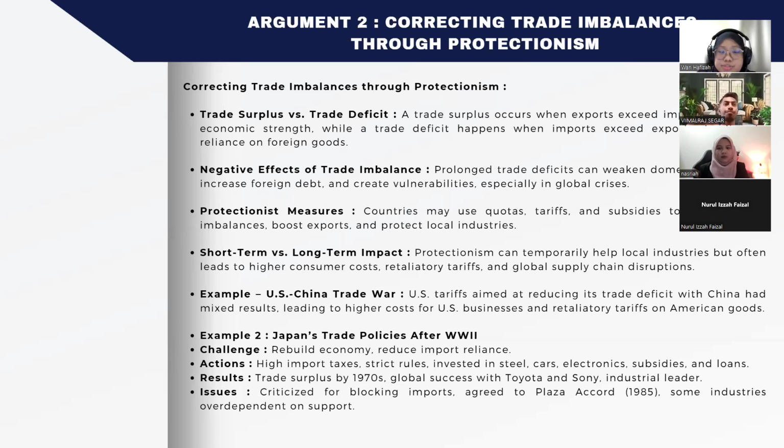In contrast, a trade surplus, where exports exceed imports, is often seen as a sign of economic strength and competitiveness. To address trade imbalances, countries may implement protectionist measures such as import quotas, tariffs, and subsidies. These actions aim to reduce imports, encourage local production, and boost exports.